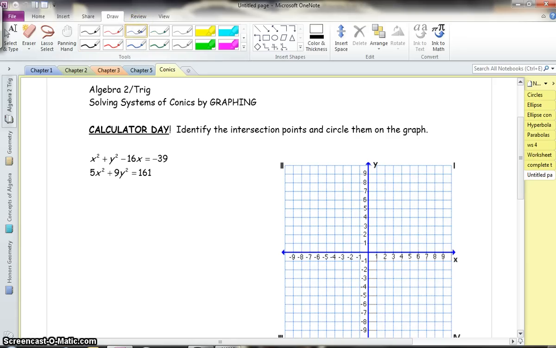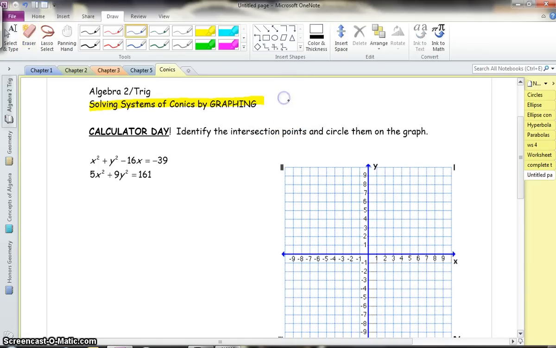Now, back to business. Solving systems of conics by graphing. So now what we're going to do is we're going to take two equations. We're going to graph them, whether they be a parabola, an ellipse, or a hyperbola, and we're going to calculate all the intersection points. So just for instance, if we had an ellipse and a parabola, we could have two intersection points. Something of that nature.